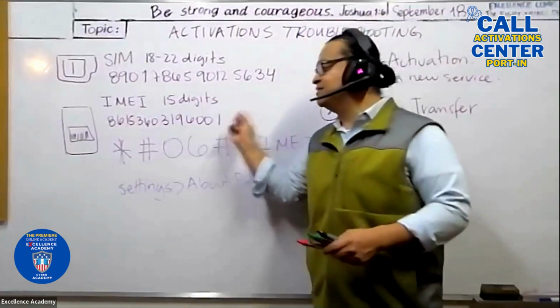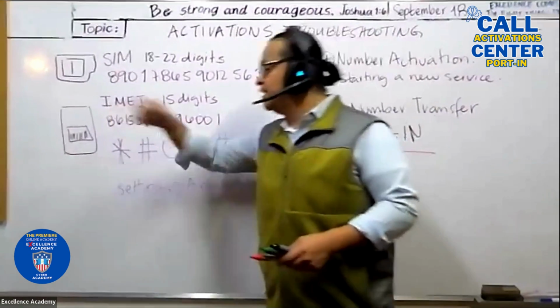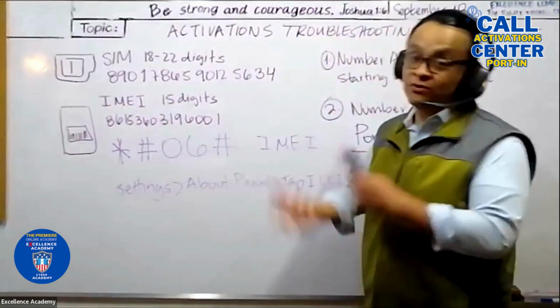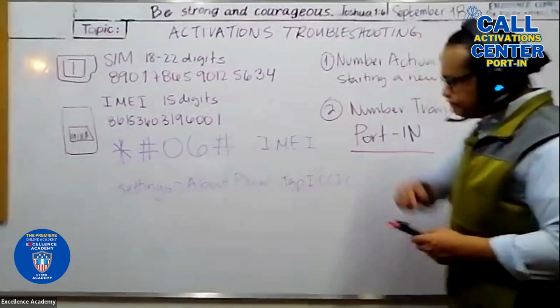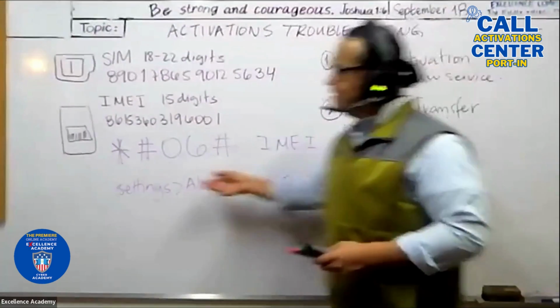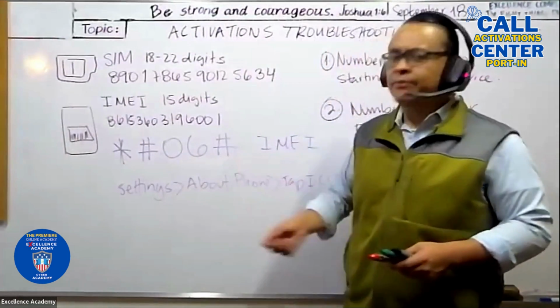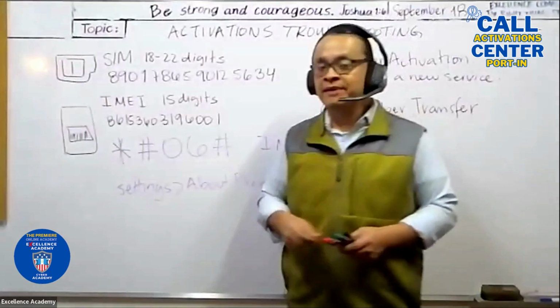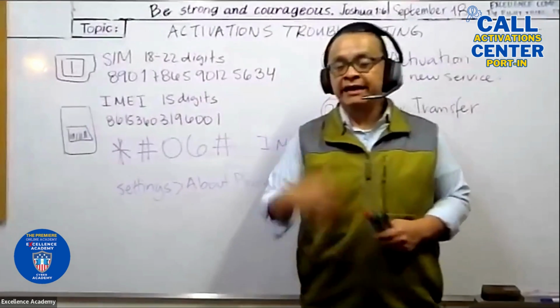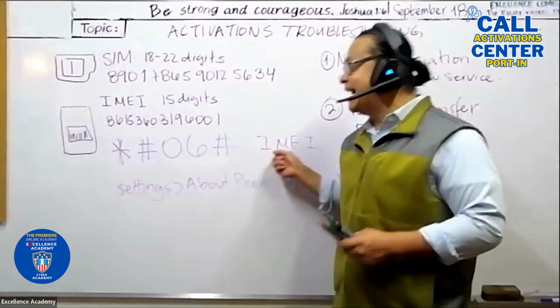It's 15 digits in length. Here's an example of an IMEI number. These, of course, vary depending on the manufacturer of the cell phone. Now, here's an interesting code, a quick code that you should be able to use to help your customer get access to the IMEI number.